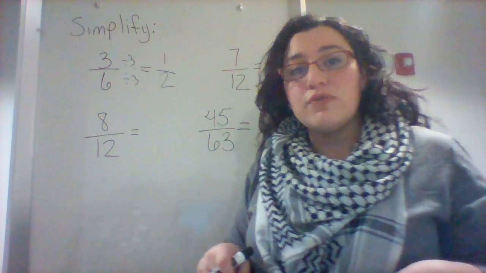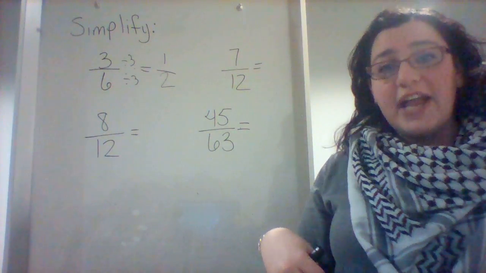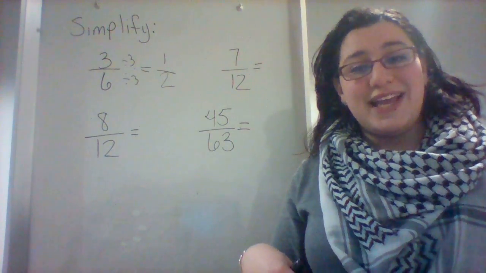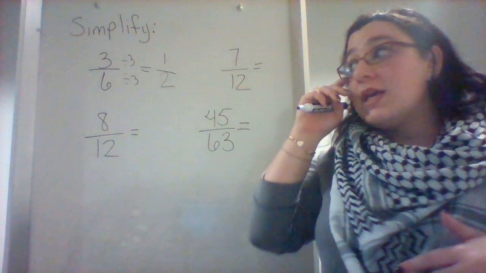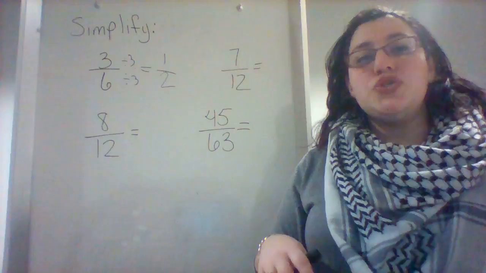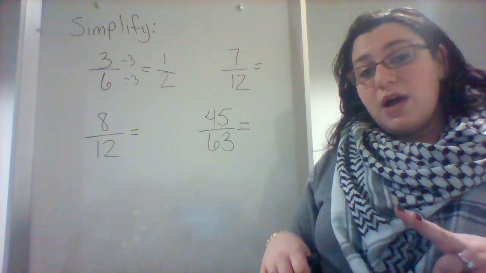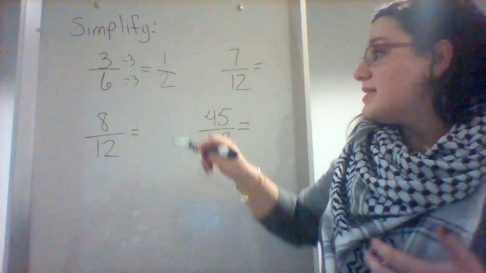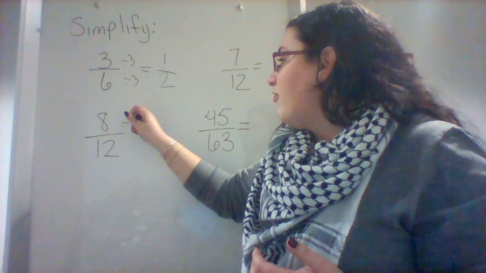So here I have 8 over 12. And I want to think about the common factors for 8 and for 12. So when I think about 8, I think of all the numbers I can multiply to get 8. 1 times 8 and 2 times 4. And then I want to think of the numbers I can multiply to get 12. So I have 1 times 12, 2 times 6, and 3 times 4. They both have a 2 in common and they both have a 4 in common. I'm going to go with the greatest common factor. I'm going to go with the biggest number. So they both have a 4.